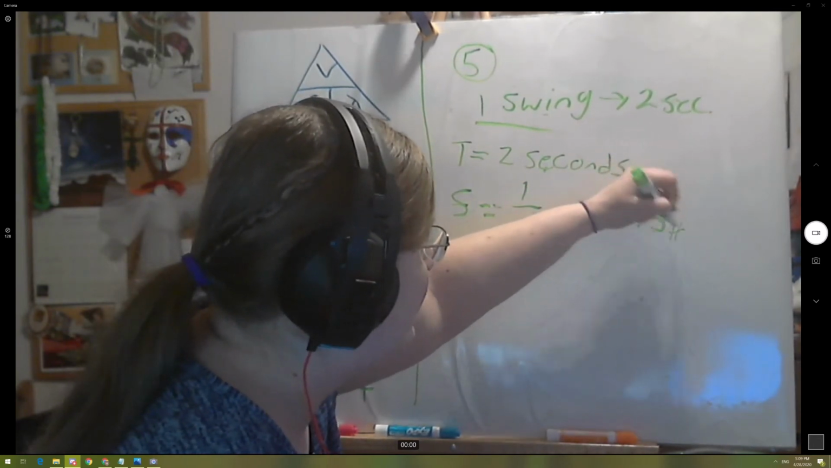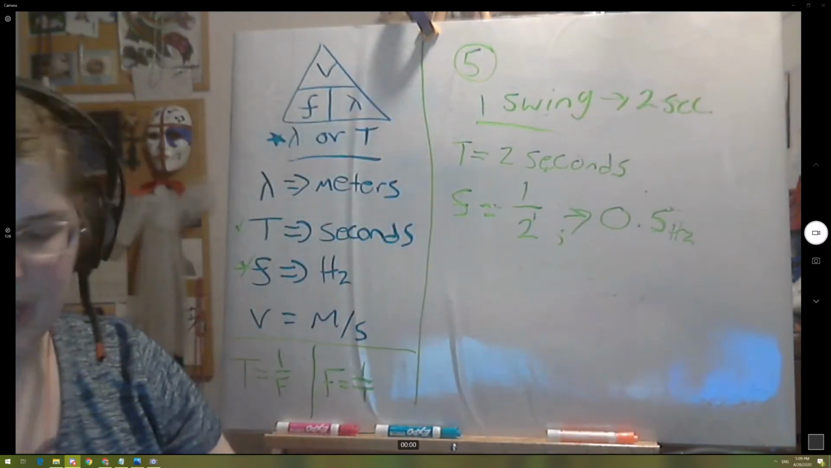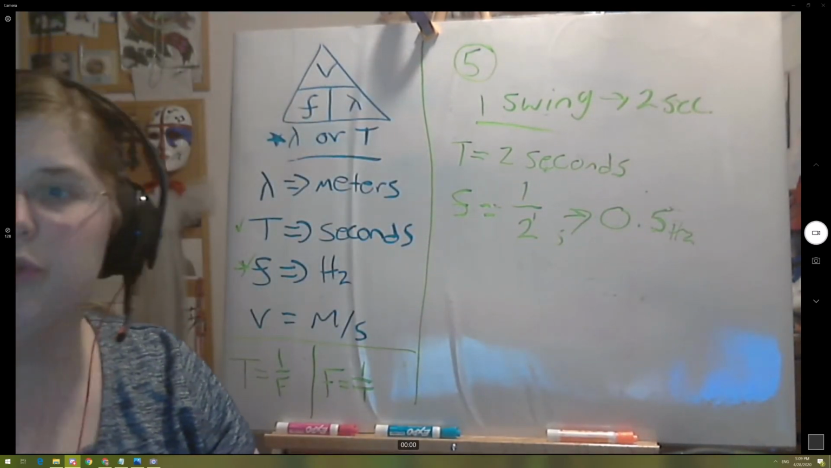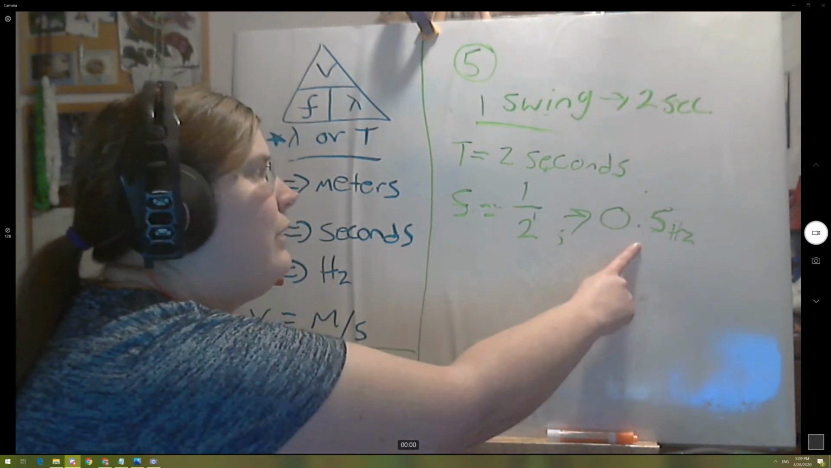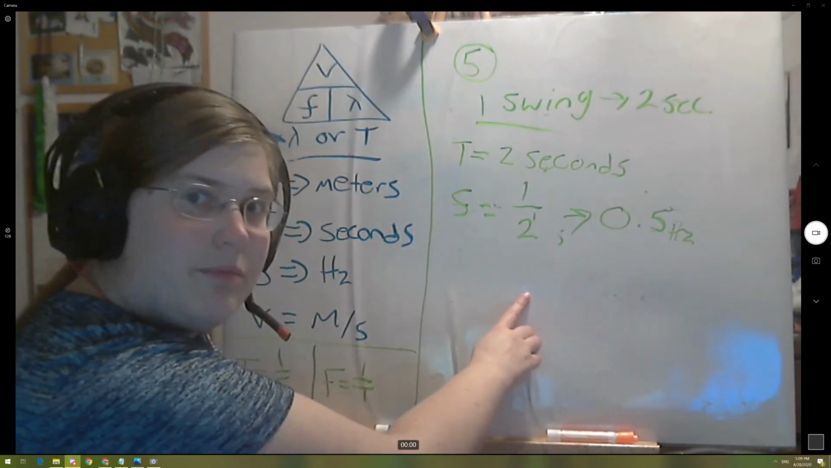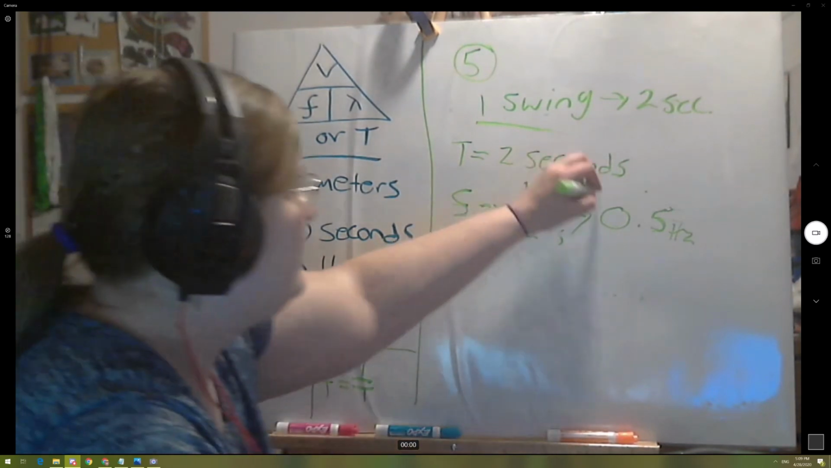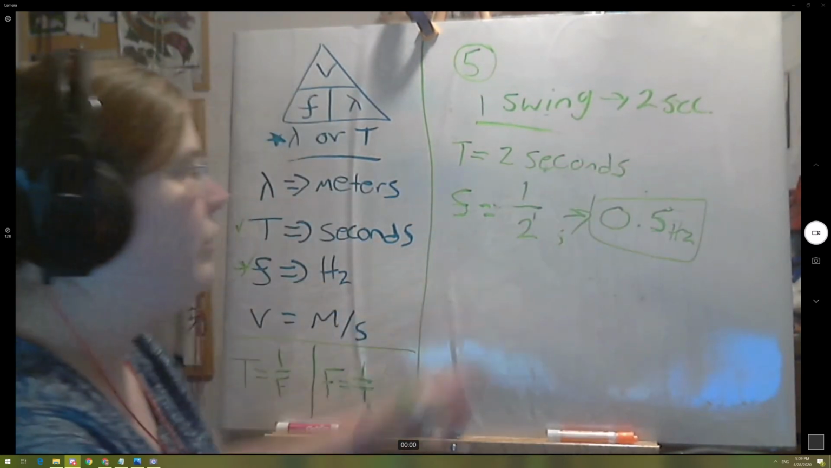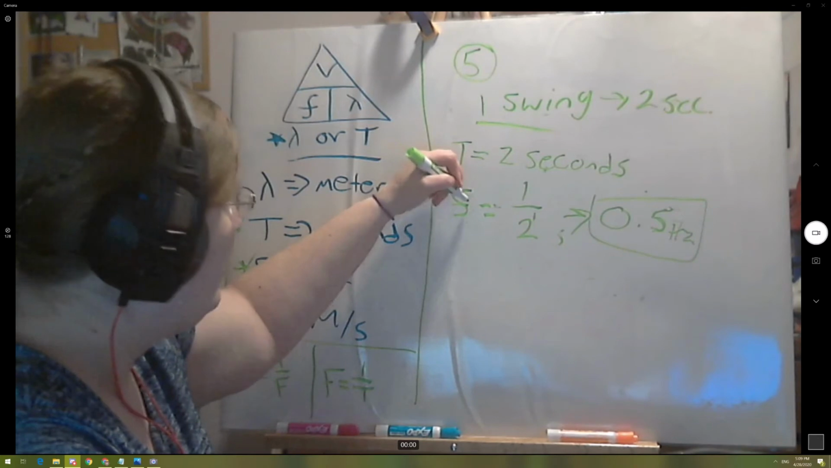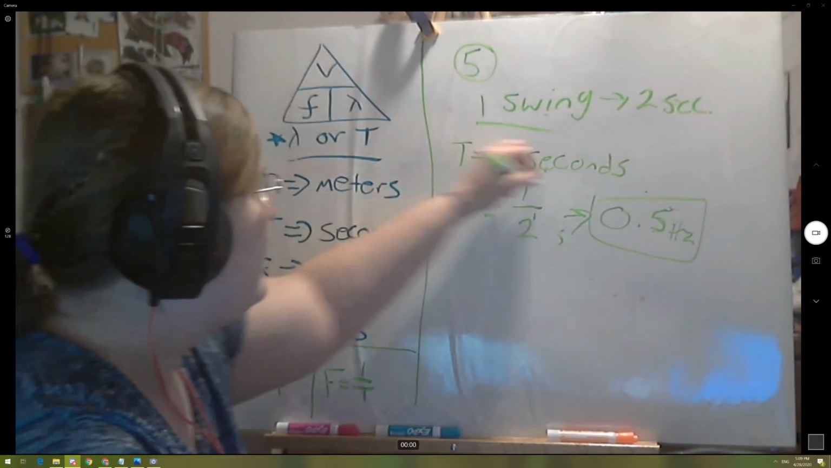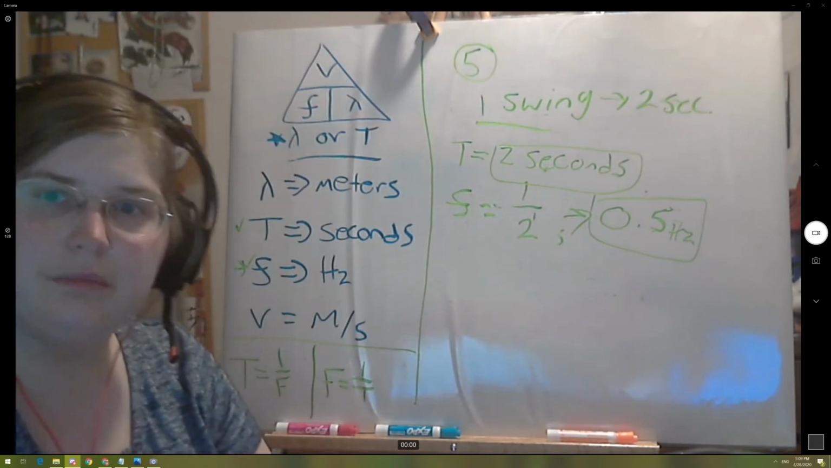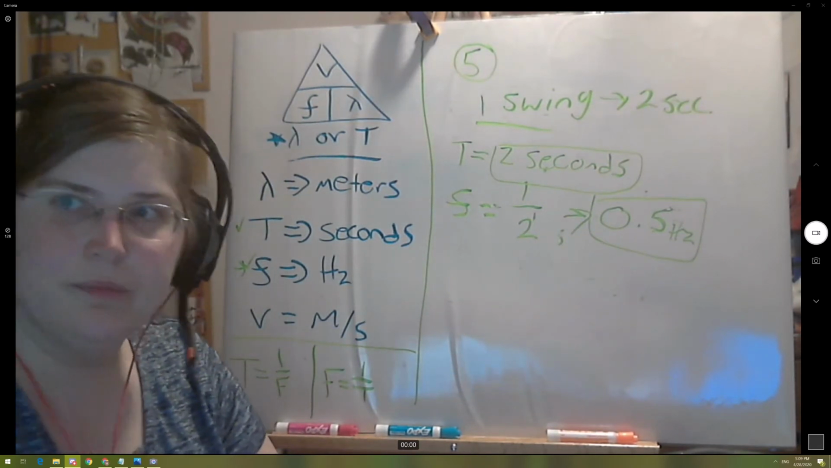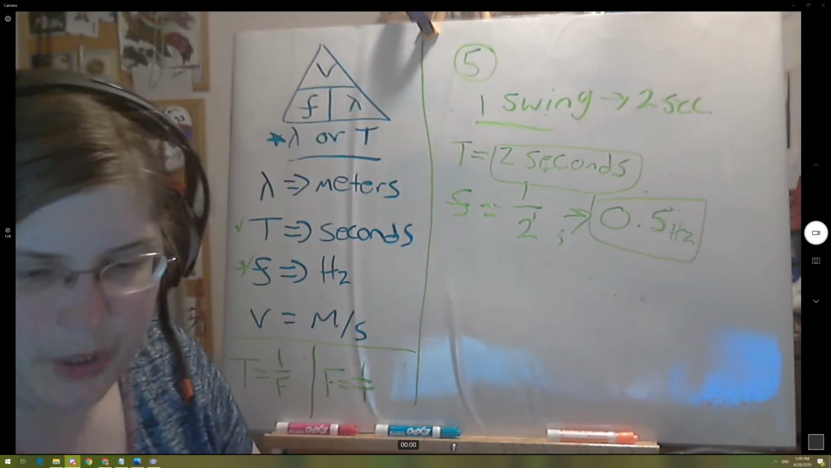And that is in hertz. That's saying that we get through 0.5 of a swing, or half of a swing, in 1 second. Okay? And this is the answer for number 3 for the frequency part, and 2 seconds is the answer for our period. Okay? I know, it's weird. It's weird.